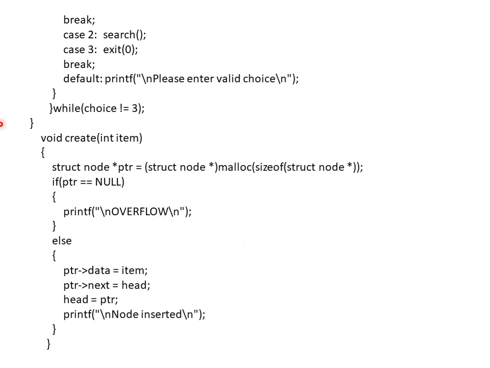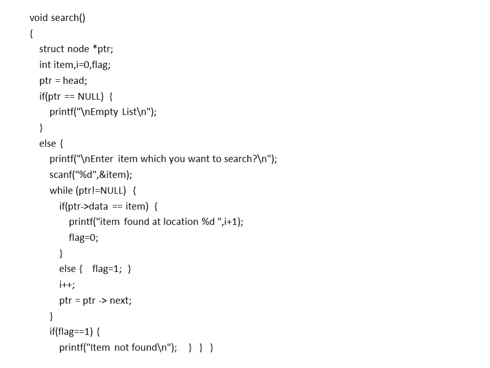This is creating a node. First I am taking memory using dynamic allocation, that is malloc. Here I am checking if pointer is null, overflow, else pointer of data equals item, then pointer of next equals head, that is I am initializing head equals pointer, and now this one will become the head and the node is inserted.